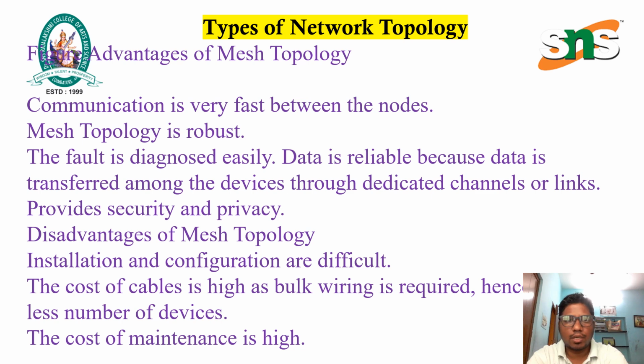Types of network topology. In a mesh topology, communication is very fast between the nodes. Mesh topology is robust. Faults are diagnosed easily. Data is reliable because data is transferred among the devices through a dedicated channel or link. It provides security and privacy.